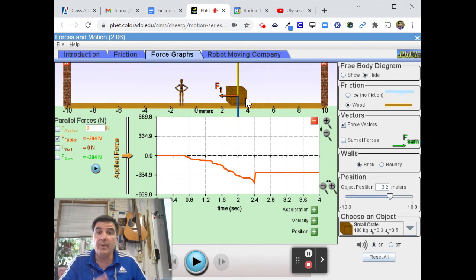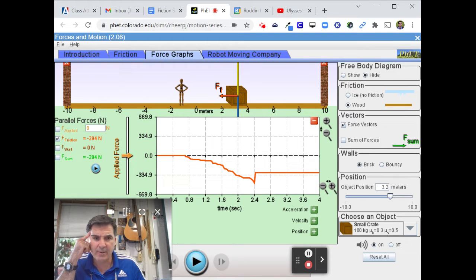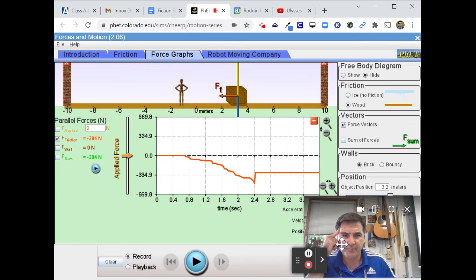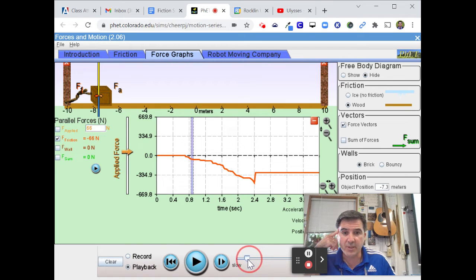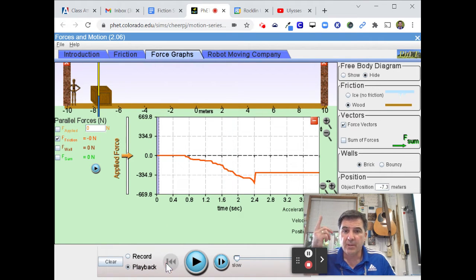Okay, so what do we have here? I'm going to play this back, and I'm going to slow this down quite a bit. It's at this point I'm pushing, and you can see it here. I'm pushing it with just enough so it's not moving.